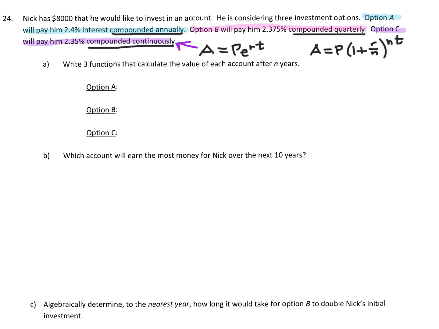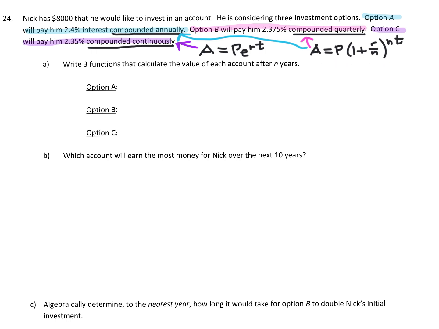Now, whenever we see compounded anything other than continuously, we know we can use our compound interest formula. So we're going to use this compound interest formula for option B as well as option A. Okay, so let's go for it. So let's start with option A. It says compounded annually, so we know we're going to use this formula.